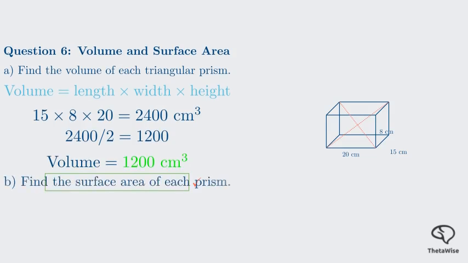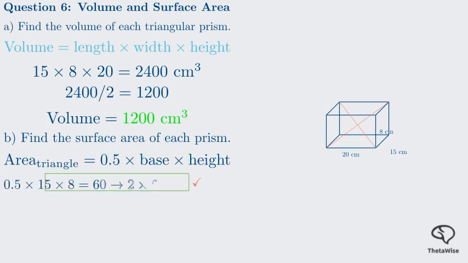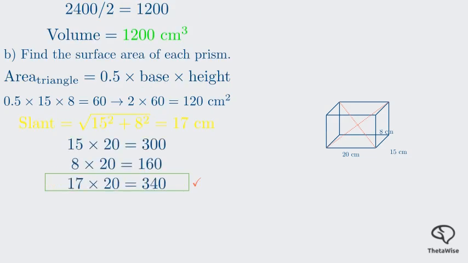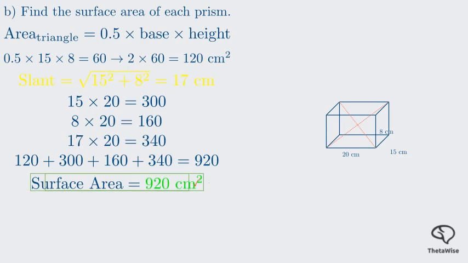Next, to find the surface area, we add the area of all 5 faces, 2 triangles and 3 rectangles. First, the triangular faces. Area equals 0.5 times base times height. 0.5 times 15 times 8 is 60. Since there are 2, that's 120 square centimeters. Now for the 3 rectangular faces. We need the slant length using Pythagoras' theorem. The rectangles are 15 by 20, 8 by 20, and 17 by 20. Adding them all up, 120 plus 300 plus 160 plus 340 equals 920. The surface area is 920 square centimeters.